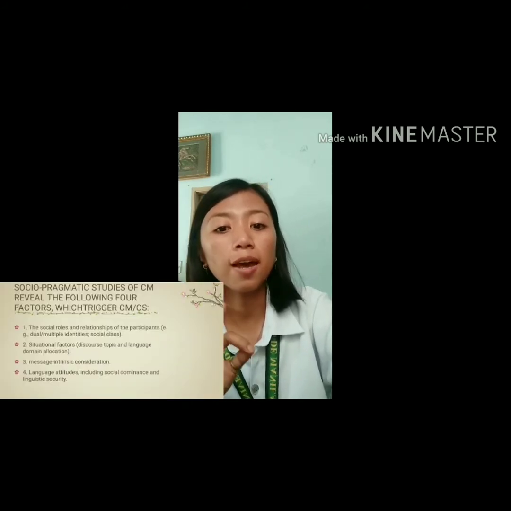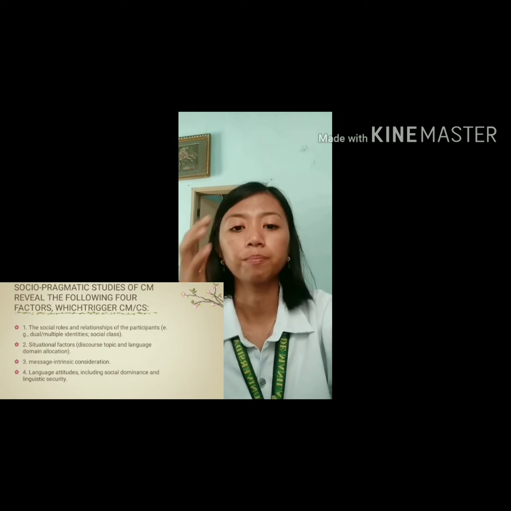The challenge for linguistic research in the new millennium is to separate grammatical constraints from those motivated by or triggered by socio-pragmatic factors or competence. So here are the four factors which trigger the CM or the CS. The most commonly accepted rule is that language mixing signals either a change or a perceived change by the speaker in the social-psychological context of a speech event.